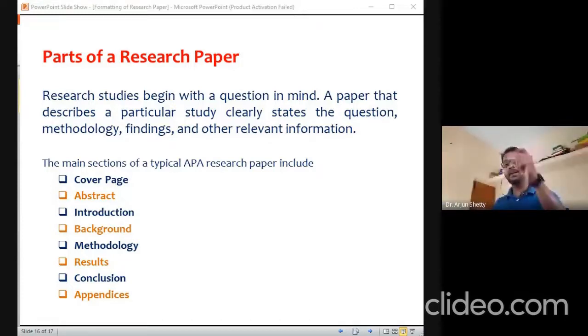Now it comes to the research article. For the research article, for example, you have done a complete research article.